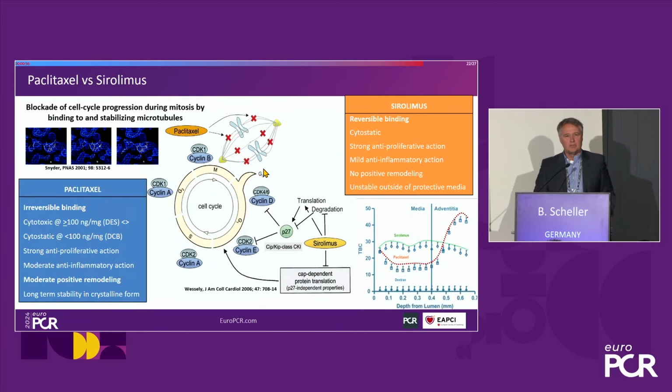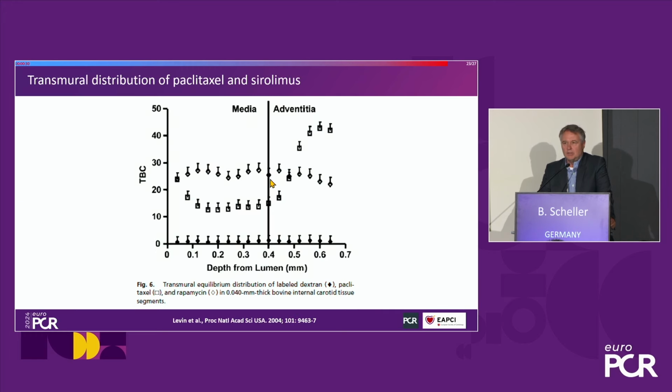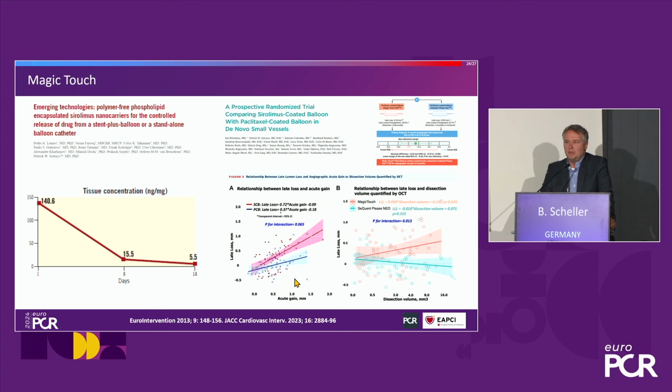What about limus versus paclitaxel? Much discussion. Only one thing. Paclitaxel is cytotoxic in tissue concentrations above 100 nanograms per milligram. It is not the case below this threshold. And very similar to sirolimus, and that means in the case of DCB, we are clearly in this area and not in the cytotoxic area. But we have a different distribution in the vessel wall. Paclitaxel accumulates in the media and adventitia, and that may be the reason why we see this lumen enlargement, especially in paclitaxel-coated balloons.